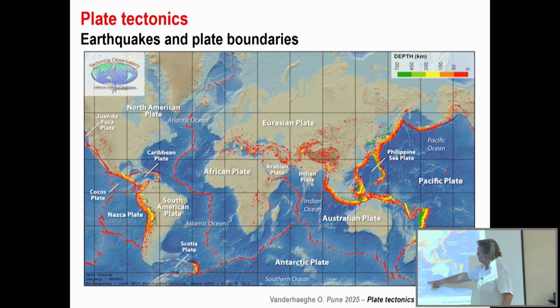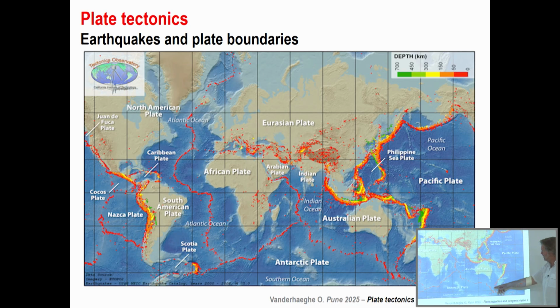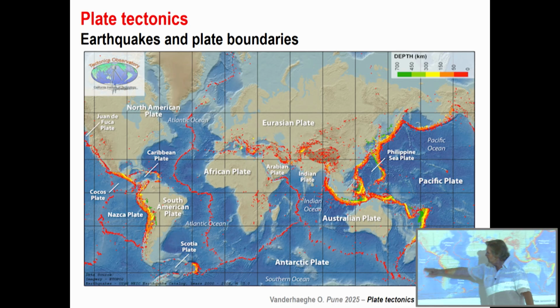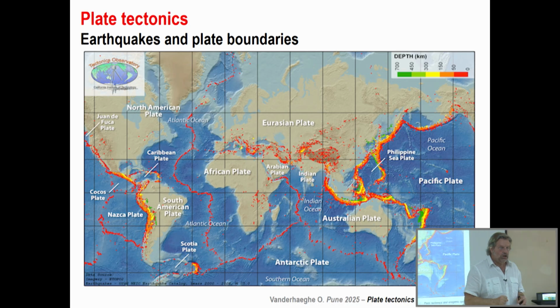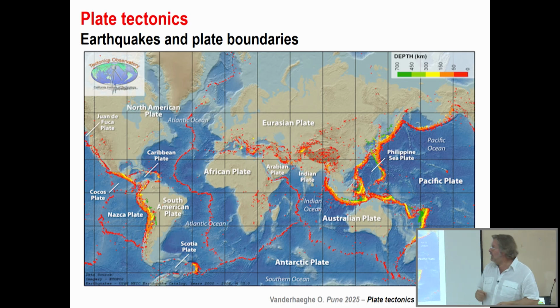How are these mid-oceanic ridges in the Atlantic, Indian Ocean, Pacific, how are they distributed? Shallow or deep earthquakes? Shallow. Shallow, so diverging plate boundaries are characterized by shallow earthquakes, less than 30 kilometers.